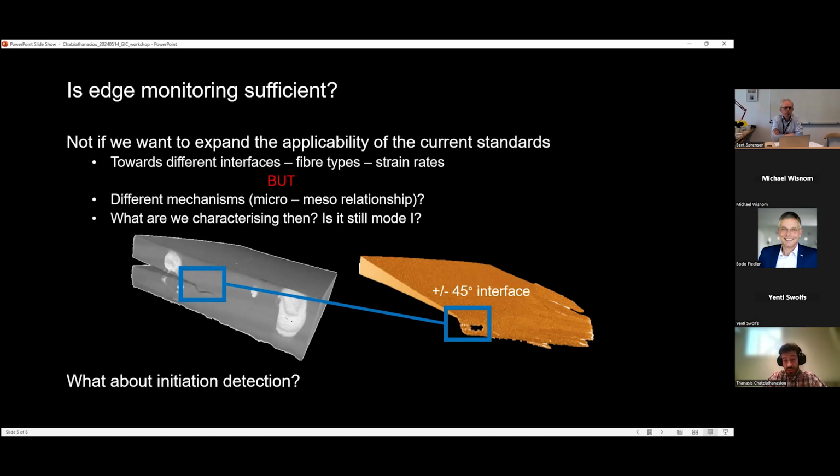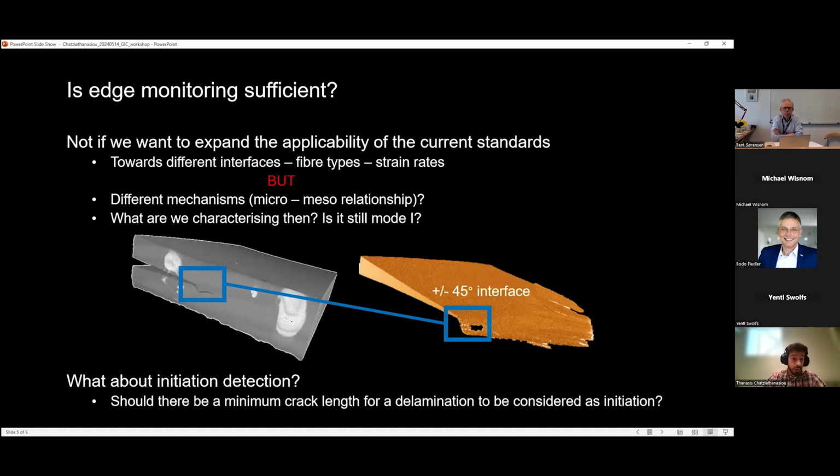And the last question on initiation detection. For example, we've seen that a crack might initiate prior to the nonlinearity point. Should there be a minimum crack length that we can say this is initiation? It's up for a debate.